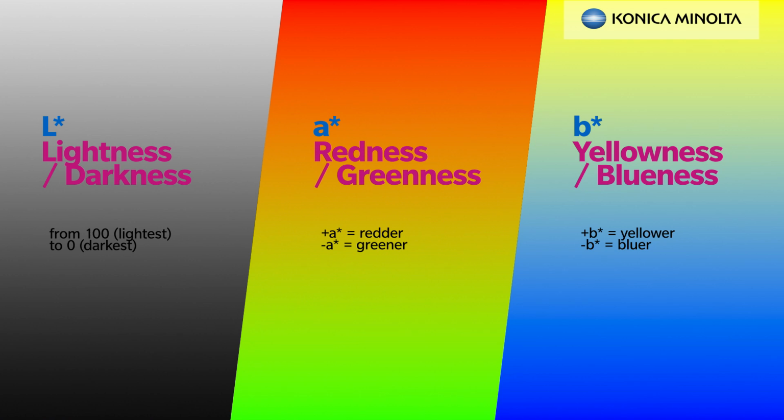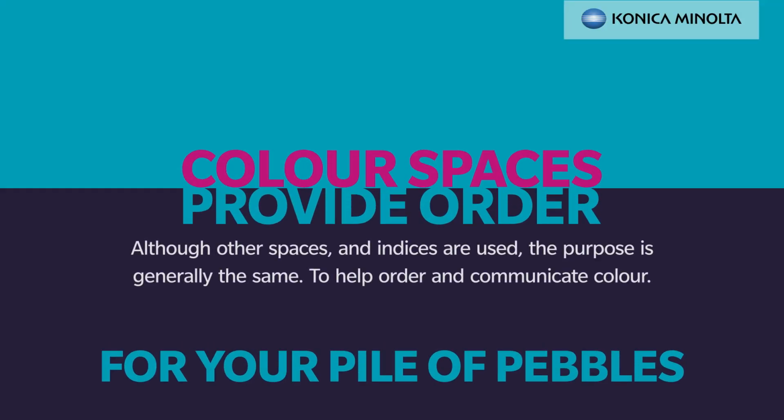The nice property of the L*a*b* colour space is that it is perceptually uniform. This means that the difference of 5 L* between 2 samples is just as noticeable as a difference of 5 b*.